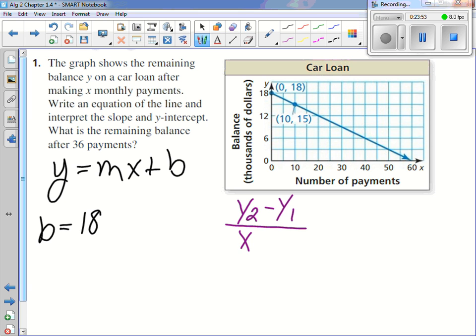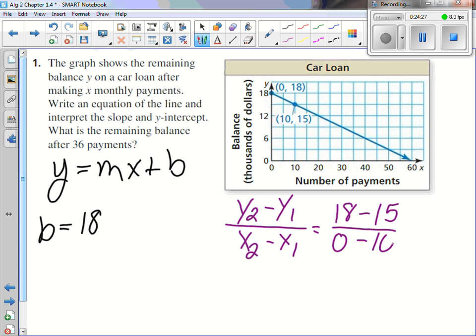y2 minus y1 over x2 minus x1. So what is our y2 value? 18. Which means our x2 value would be 0. The y2 or y1 values really don't matter. We just got to pick one. So we picked 18 as y2, so y1 is going to be 15. Which means our x1 is going to be 10.